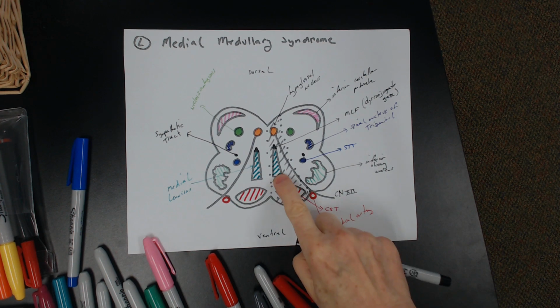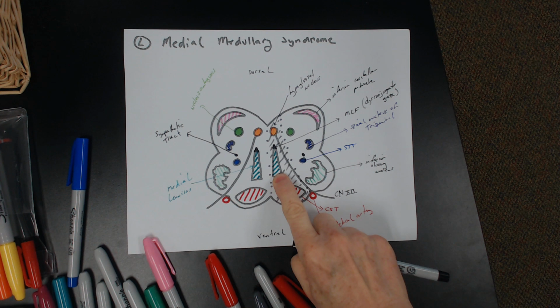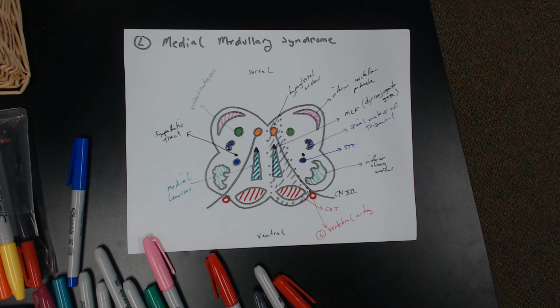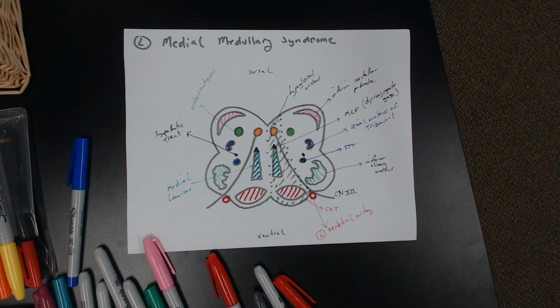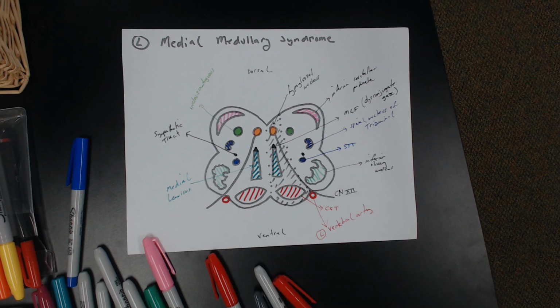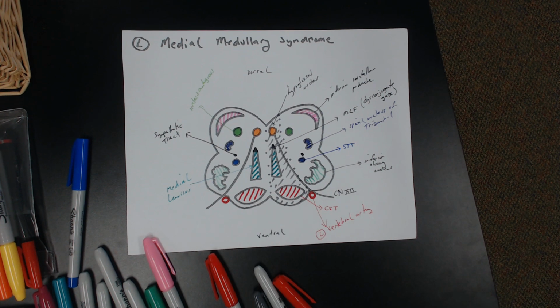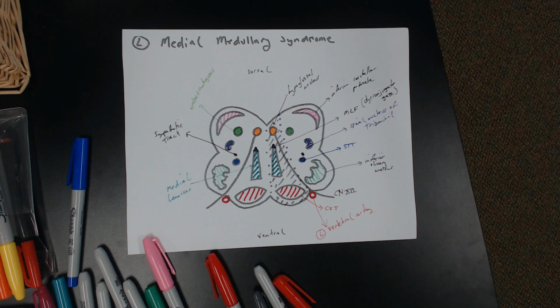Now, if this structure is gone, what's going to happen? Fine touch, vibration, proprioception. Right. And then, if this structure is gone, how's the patient going to present? Lack of strength. Not motor control, strength, right? They're going to have weakness. They're going to present with weakness because this is the corticospinal tract coming down from the primary motor cortex. And it's just that simple.